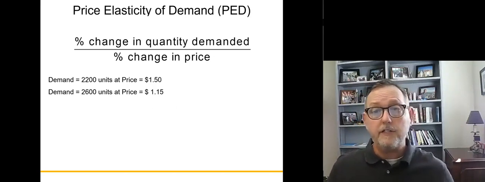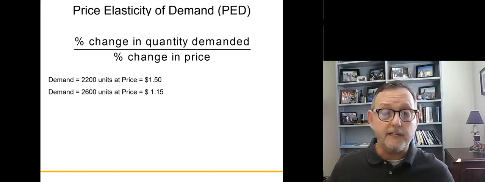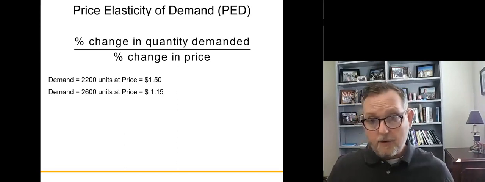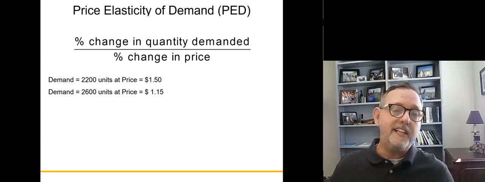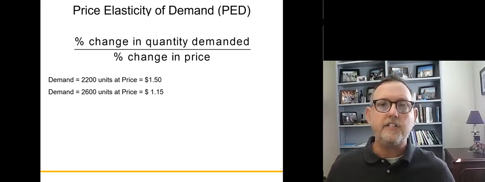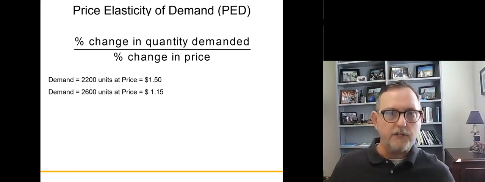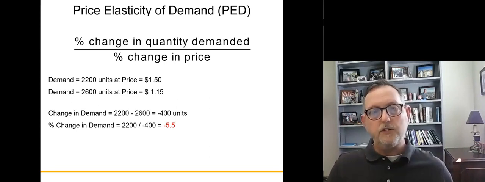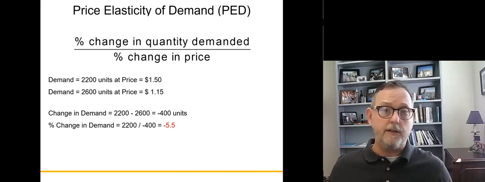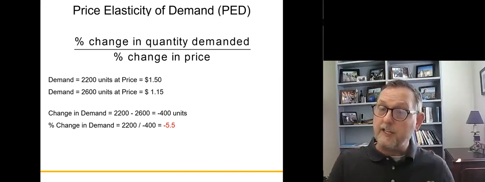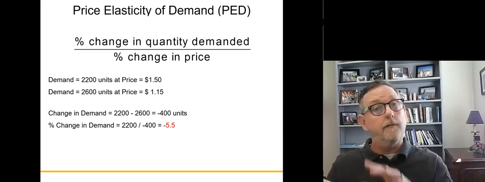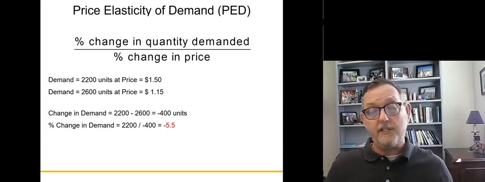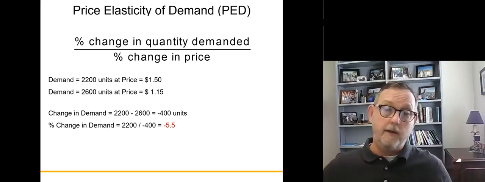We're going to have 2,200 units at a price of $1.50. If we, again, lowered that price, we would lower the price to $1.15 now, and our units changed. They went up, of course, to 2,600. Okay, so percent change in quantity demanded. We take the 2,200 because that's our original, minus 2,600, we get negative 400. And then we're going to take our original again, 2,200, and divide it by that difference. So our percent change in quantity demanded is negative 5.5 this time.